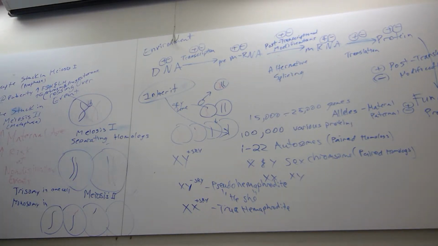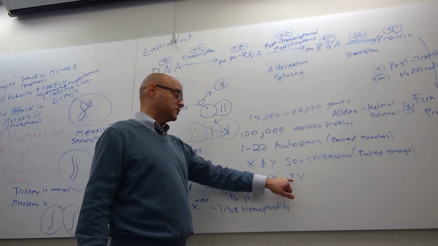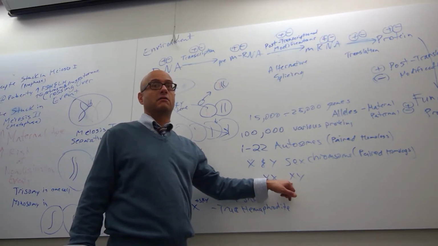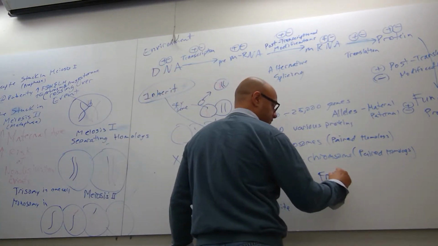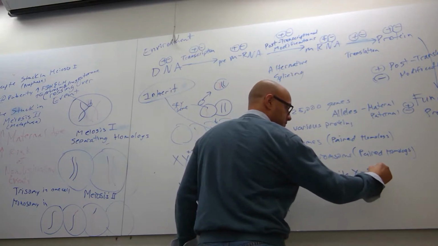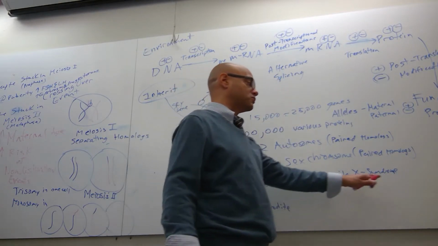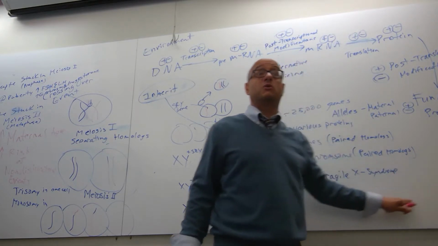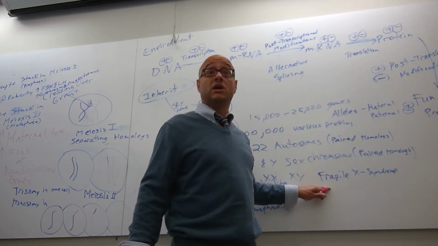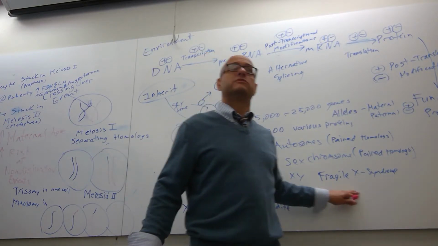Now, when we talk about males, because males are XY, if there's something wrong with the X that I inherit, there's a disease. When the X is fragile, it's called Fragile X syndrome, and it is the most common form of mental retardation in males, guys. You understand that? So you come across a mentally retarded kid who doesn't look like he's got Down syndrome, more than likely it's a boy, it's Fragile X syndrome.